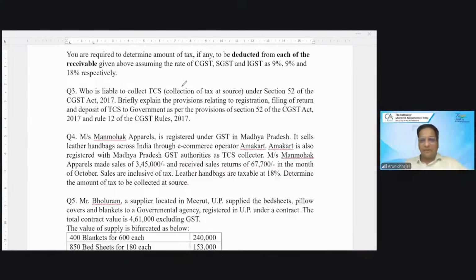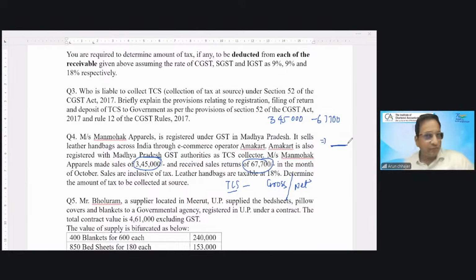Oh, okay, fine. So TCS would be collected on gross supply or net supply? Net of sales return or gross? Net supply. So I can say this 3,45,000 minus 67,700. So whatever the value comes, कितना value आता है? What is the value? एक बार quickly बताना मुझे, what is the value?